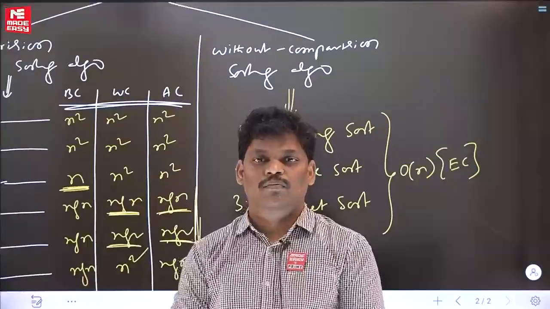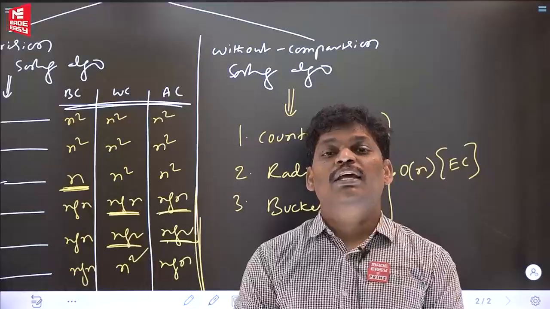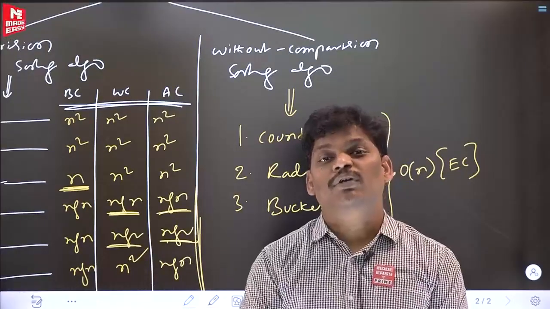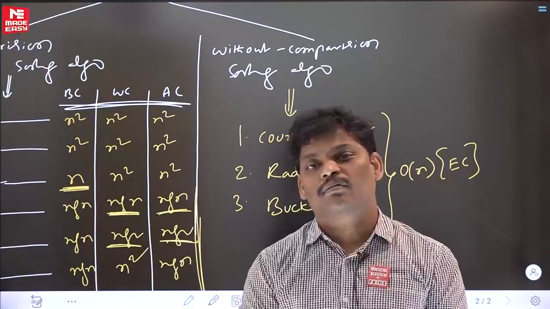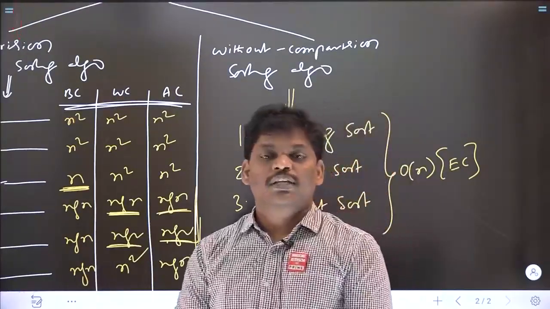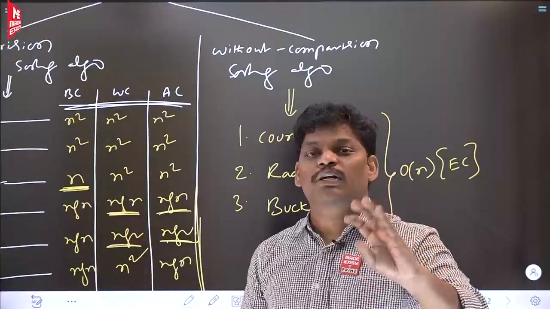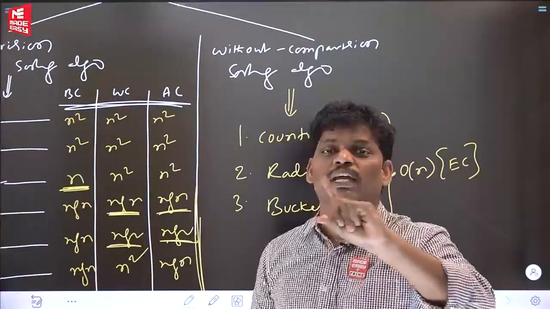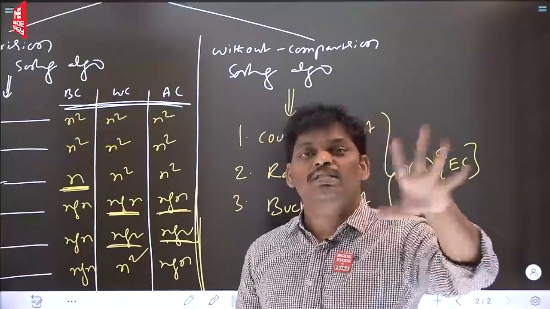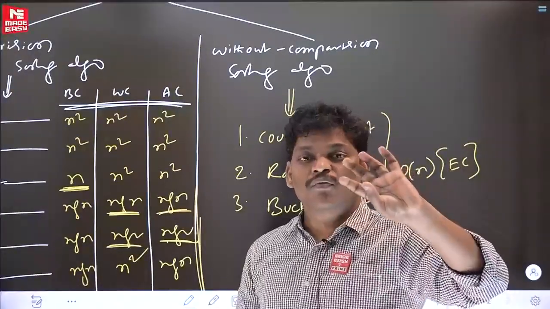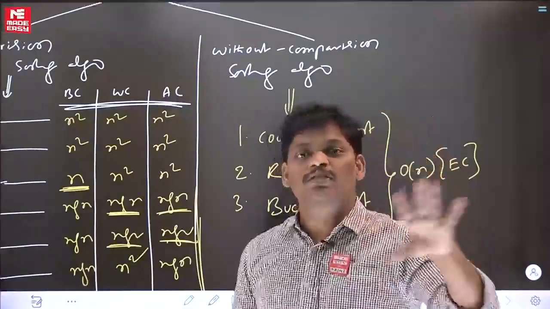Please be careful. I am repeating once again: for an array of n elements where every element contains a constant number of digits, radix sort time complexity becomes order of n. Please be careful. In a similar way, bucket sort also. These three algorithms will take order of n time complexity in every case with some condition. Counting sort requires a range, radix sort requires every number to contain a constant number of digits. In a similar way, bucket sort also.